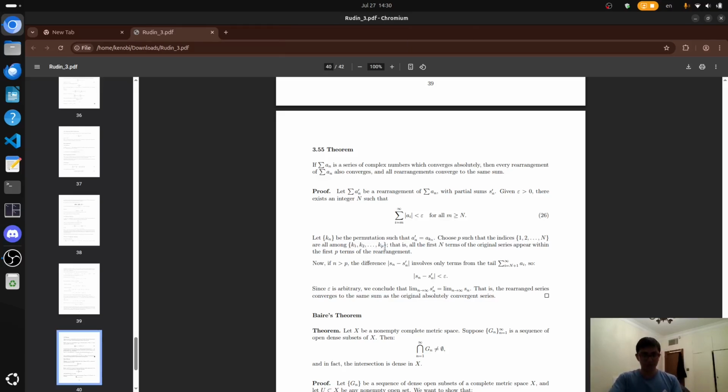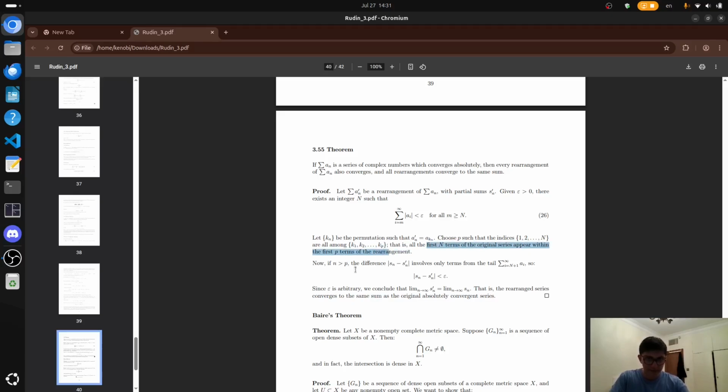So you're taking a number N, any number N, and you can find a p such that when you continue with these indices, at some point, for example, you have 1, 2, 3, 4, 5. If you have another rearrangement, you start here, and then here, and then here, at some point it's going to arrive at the first points, and it's going to include them. So that all the first N terms of the original series appear within the first p terms of the rearrangement.